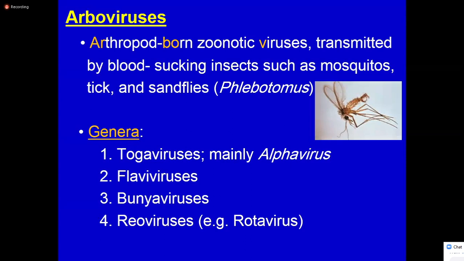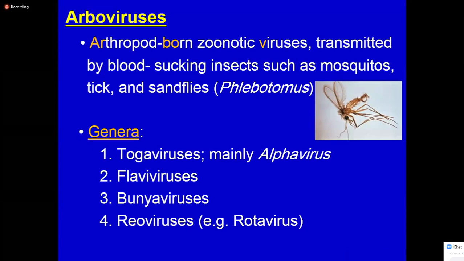Let us speak about arboviruses. The word arbo comes from the following: from arthropod we take AR, born from BO, arbo, arthropod-borne zoonotic viruses. They are transmitted by blood-sucking insects, such as the mosquito.